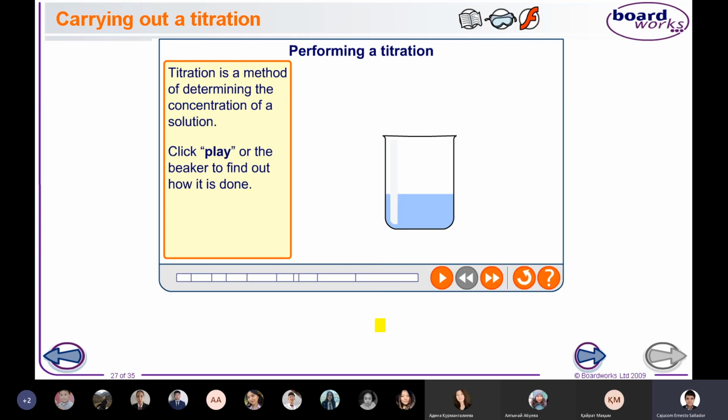Everybody, please look at the animation. I will now work through how to do titration. First, again, titration is a method of determining the concentration of a solution. Again, which substance is the unknown, the analyte or the titrant?